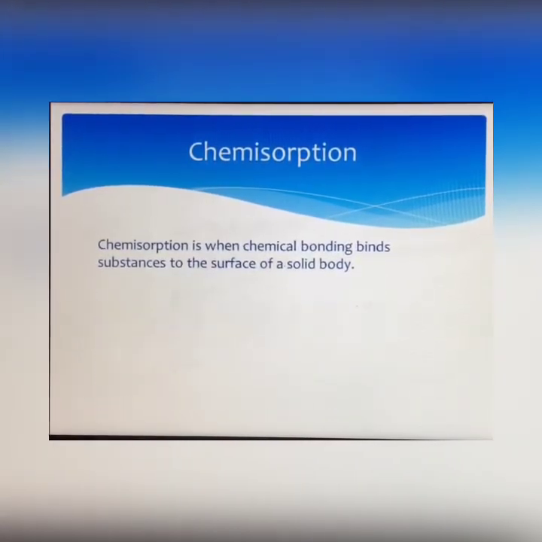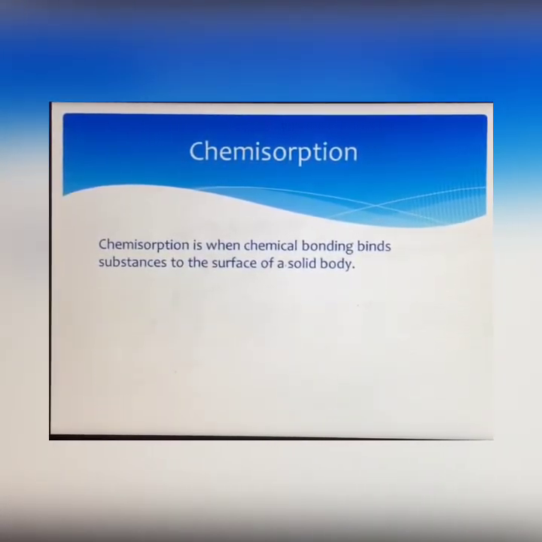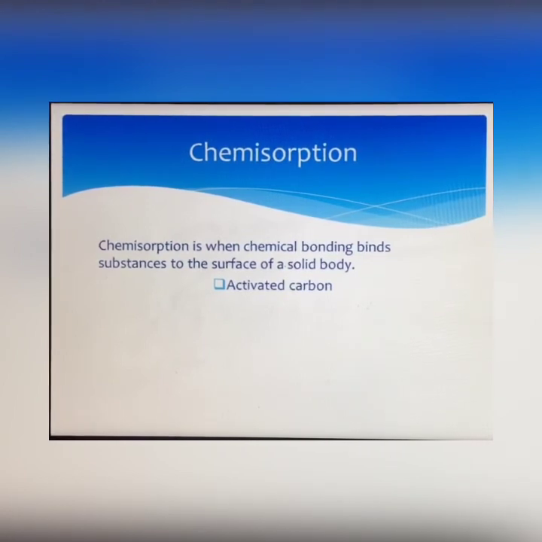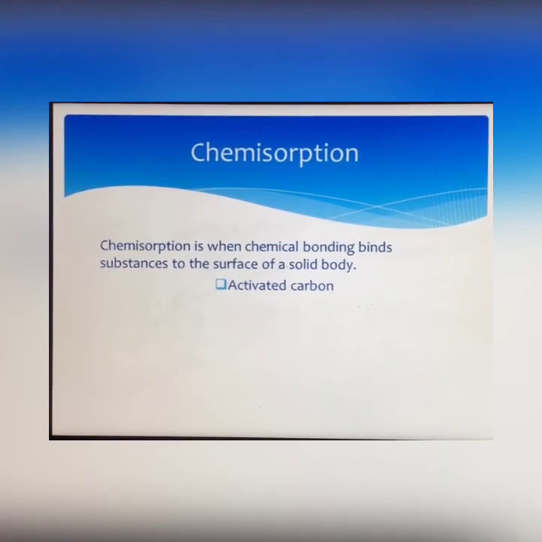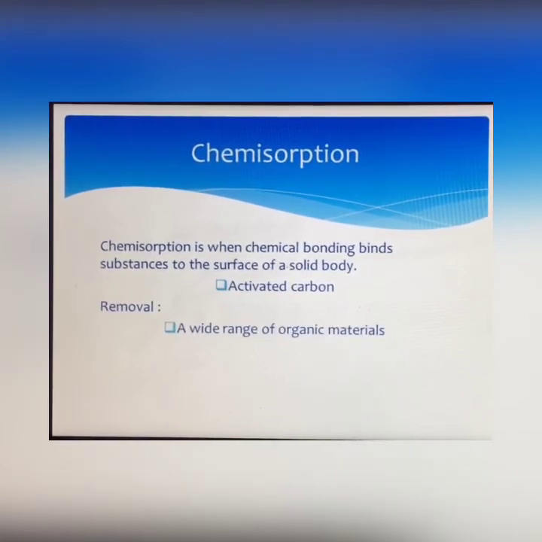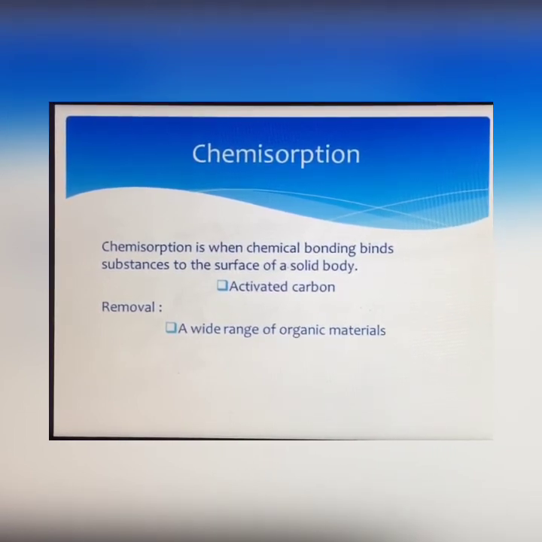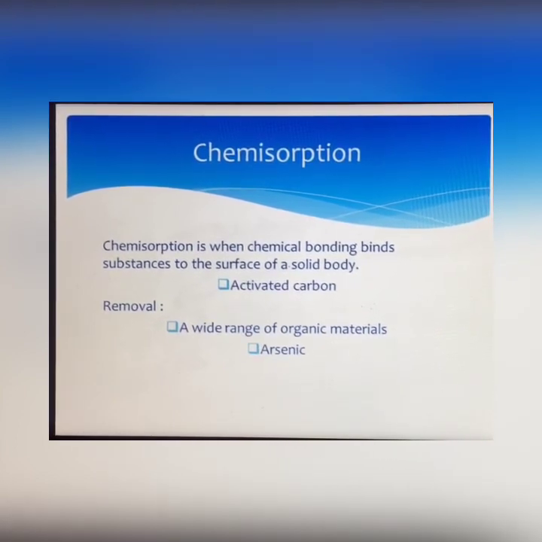Chemisorption. Chemisorption is a method whereby chemical bonding binds substances to the surface of a solid body. This method uses activated carbon to bind soluble water contents that could not be sufficiently removed by other methods like precipitation, flocculation, and ion exchange. This method removes a wide range of organic materials like colorants from textile dyeing plants and anthropogenic trace elements. It can also remove arsenic and heavy metals.